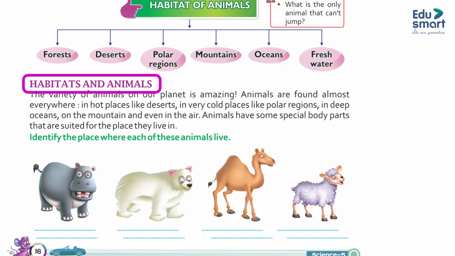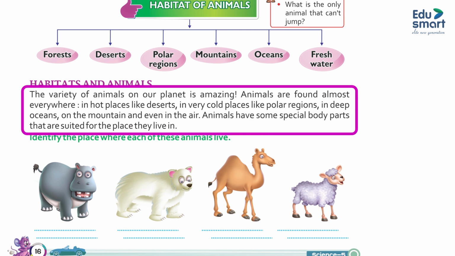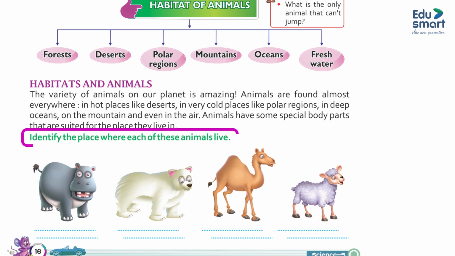Habitats and animals. The variety of animals on our planet is amazing. Animals are found almost everywhere: in hot places like deserts, in very cold places like polar regions, in deep oceans, on the mountains, and even in the air. Animals have some special body parts that are suited for the place they live in. Identify the place where each of these animals live.